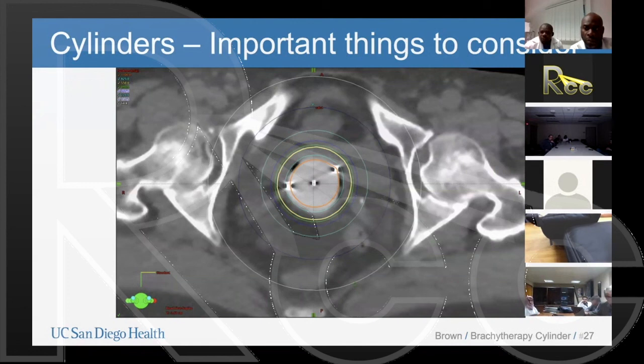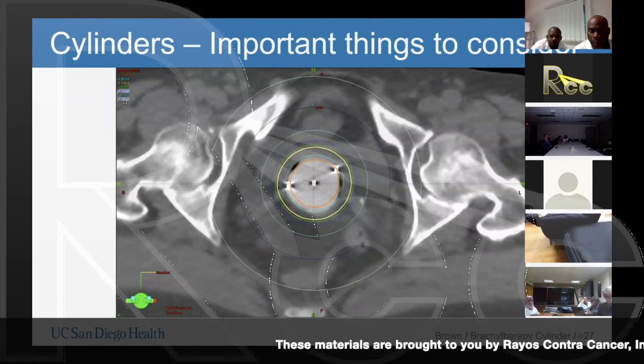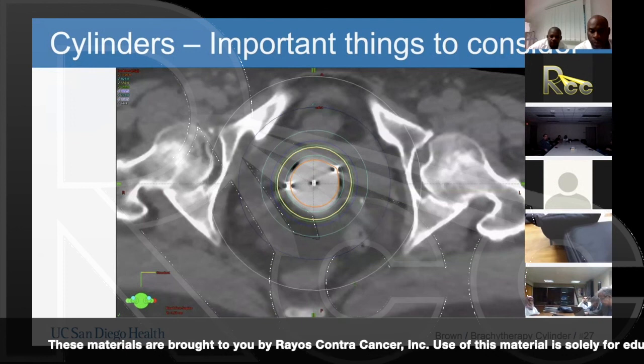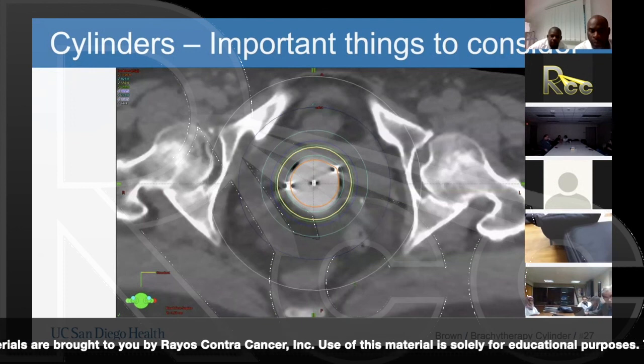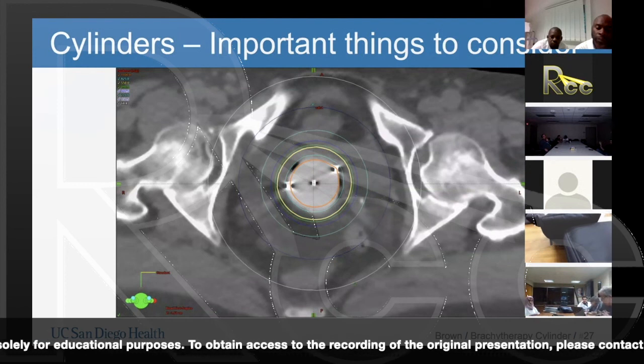I think tomorrow we're going to talk about tandem and ovoids. It will be a little bit more involved because the planning is a little bit more complicated. And there we do need some sort of imaging. The reason for that is that the geometry is not a fixed geometry, which means we need to have images and find some way of digitizing each one of the catheters in the tandem and ovoid. So I have a strategy that I use for that I'm going to describe for you guys tomorrow.